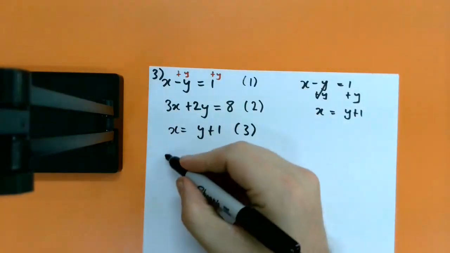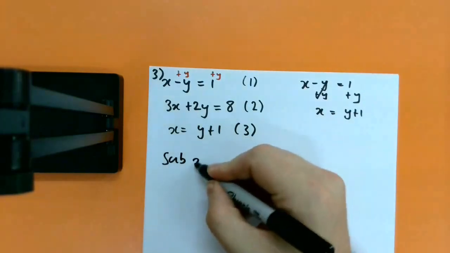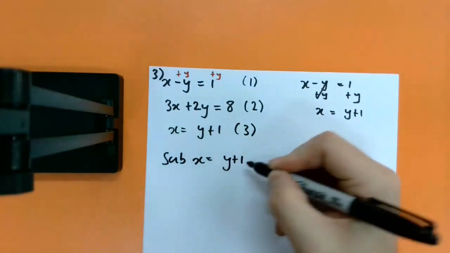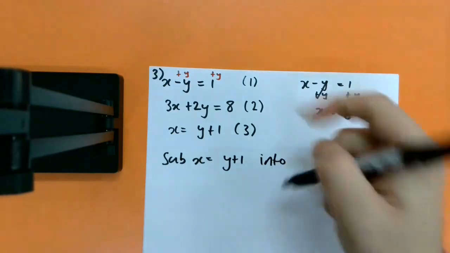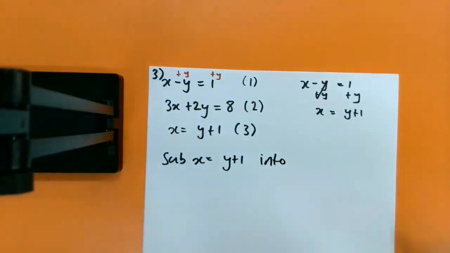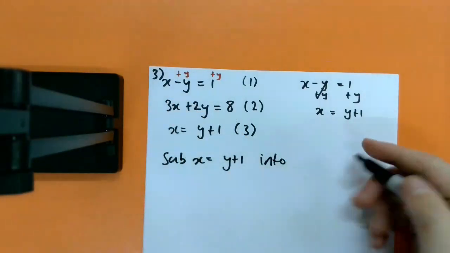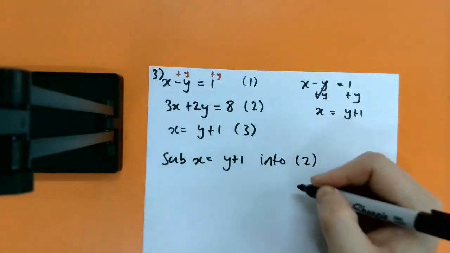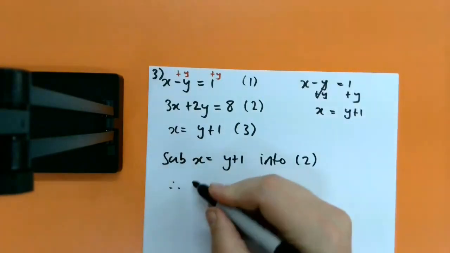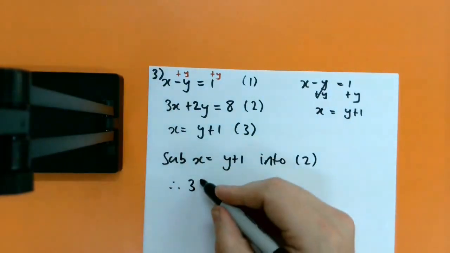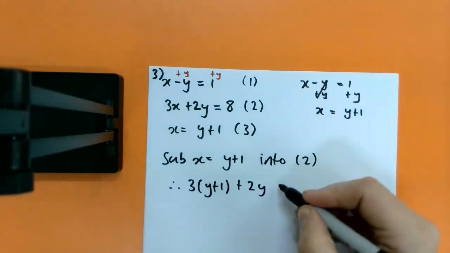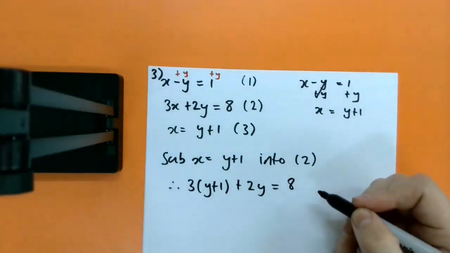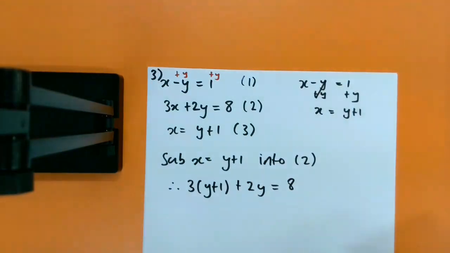Okay, so I'm going to sub x equals y plus 1 using our third equation into the second equation, which is what we want to do. Wherever we see an x now, we're going to replace it with y plus 1. So this is what we end up with. So 3, wherever we see an x, we replace it with a y plus 1, plus 2y is equal to 8.